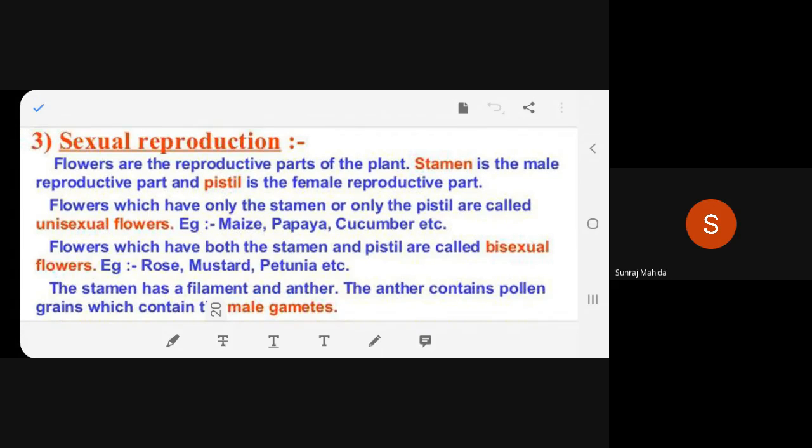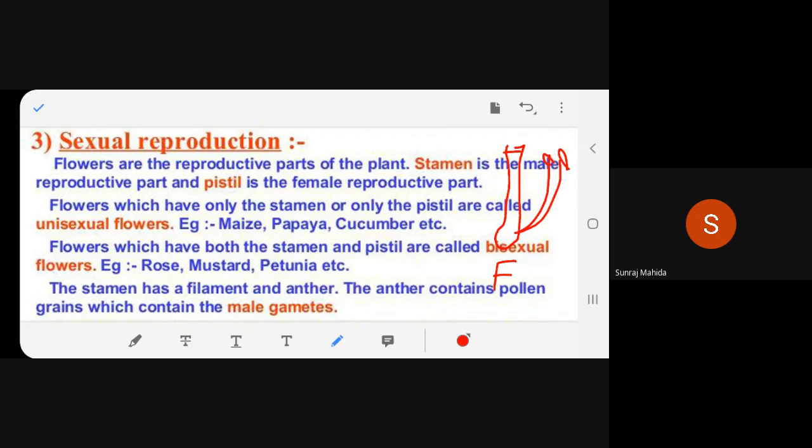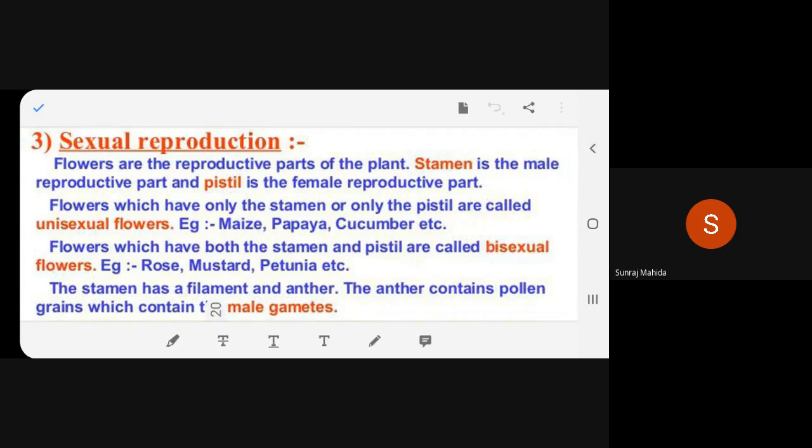I will just draw and show it to you once again. See, this is in the center. This is female. And then we have male. This is male. So this is in the center of the flower, and then you get the petals. So we have stamen as the male and pistil or carpel as the female.